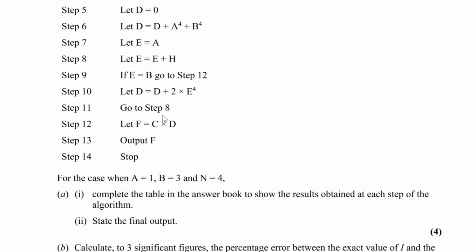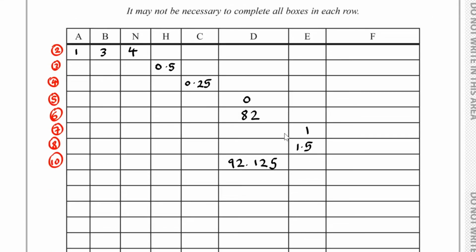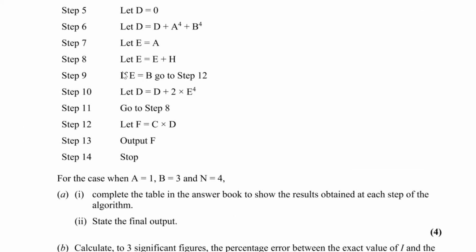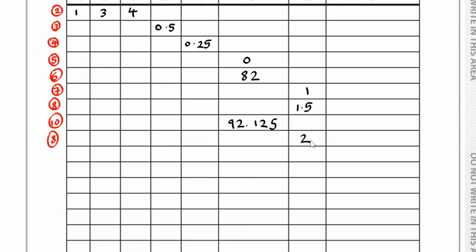Then step 11, we have to go back to step 8. That's letting e equal e plus h. So we have to go back to step 8, where we let e equal e plus h. So we have 1.5 plus h, which is 0.5. So we have 2. And then after step 8, we move on to step 9. If e equals b, then go to step 12. Does e equal b? 3 does not equal 2, so therefore we cannot go to step 12.